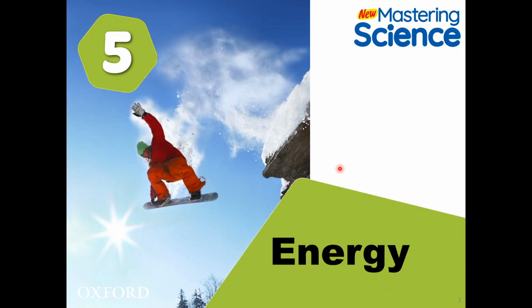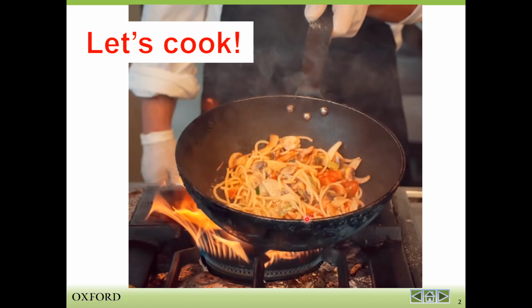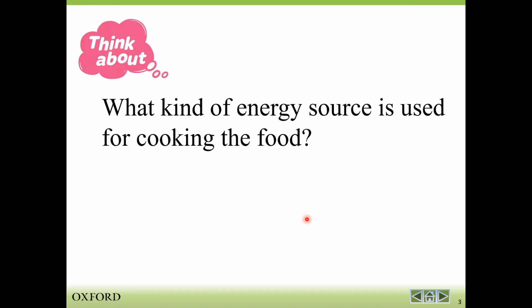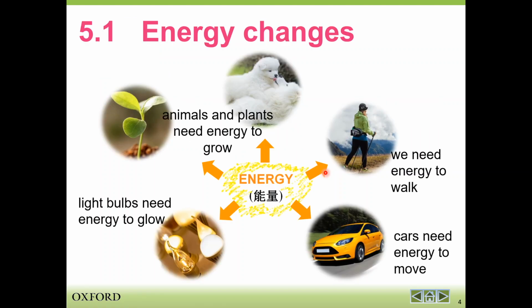The lesson is about energy. Before we talk about energy, imagine that when you are cooking, what kind of energy source is used for cooking food? The heat, lights, electrical energy, or other energy you know? Just think about it. It's chapter 5.1 in your book 1B.